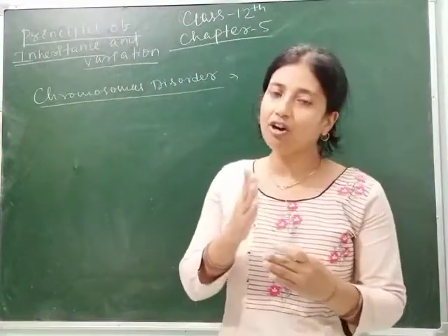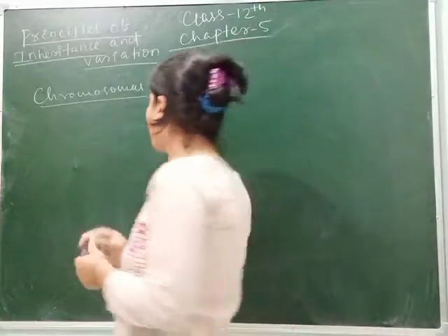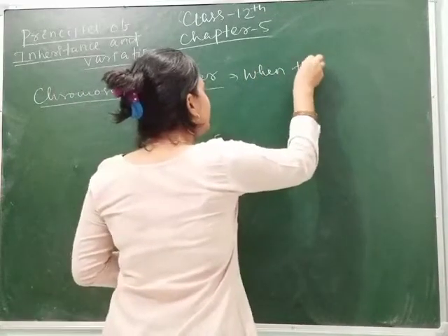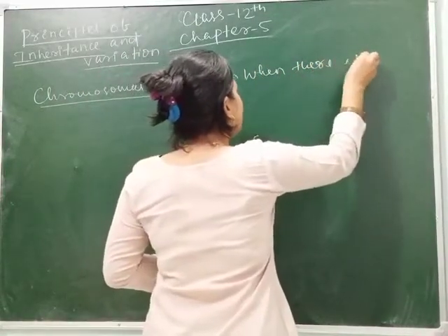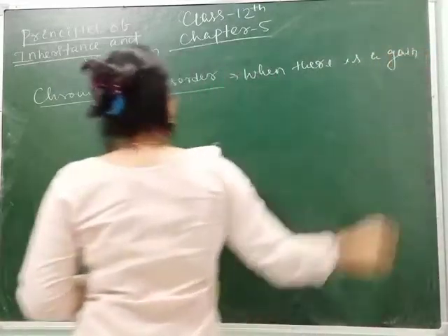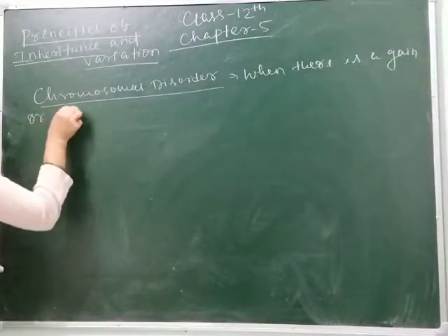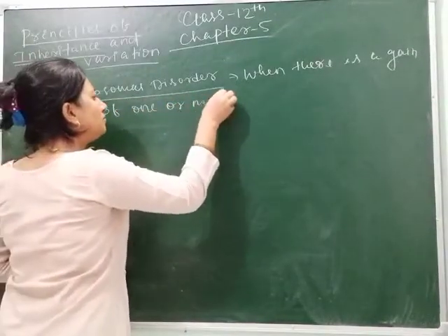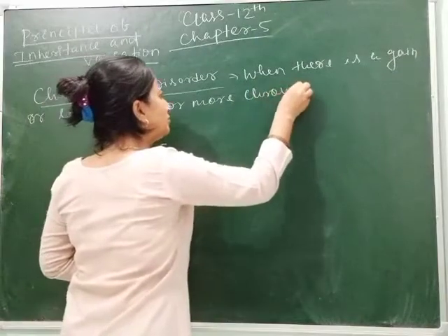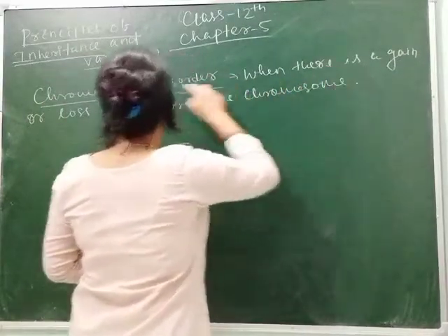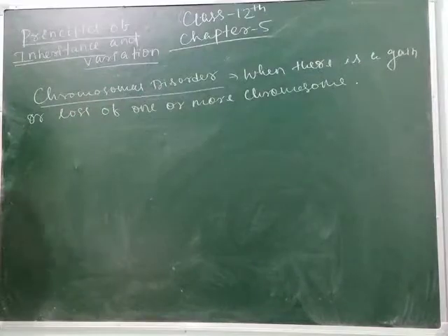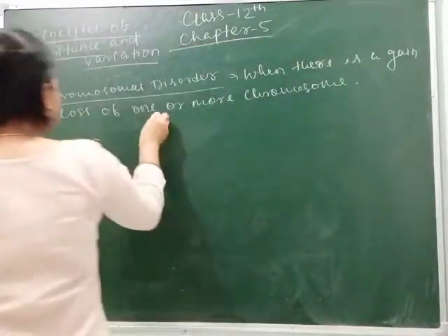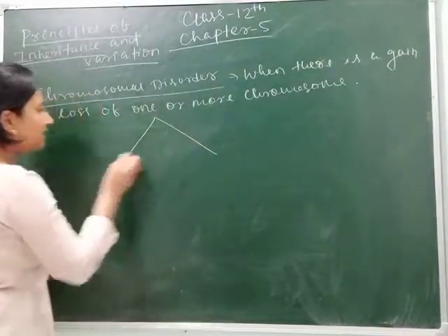If you define it, you can write: when there is a gain or loss of one or more chromosomes, it is called chromosomal disorder. The chromosomal disorder is of two types. One is aneuploidy and another is polyploidy.